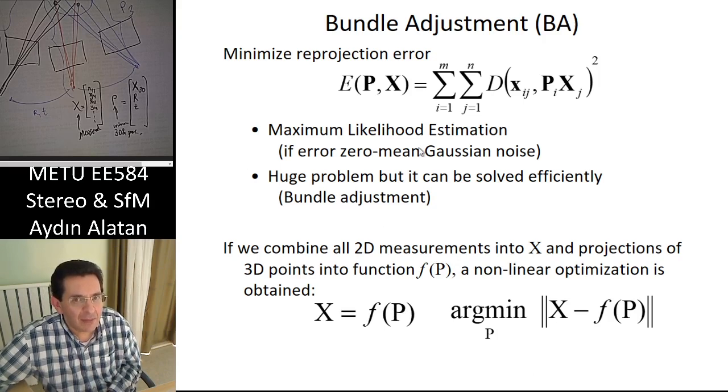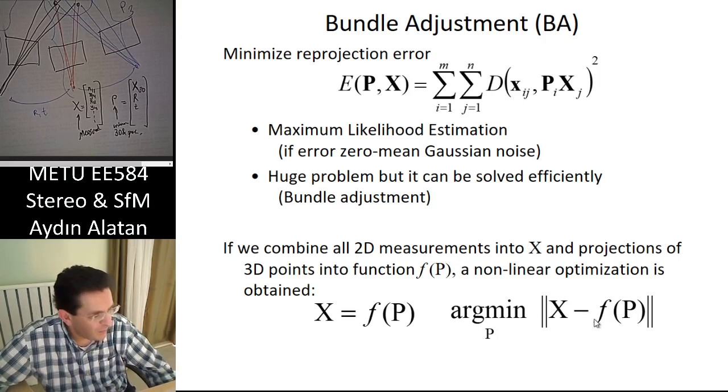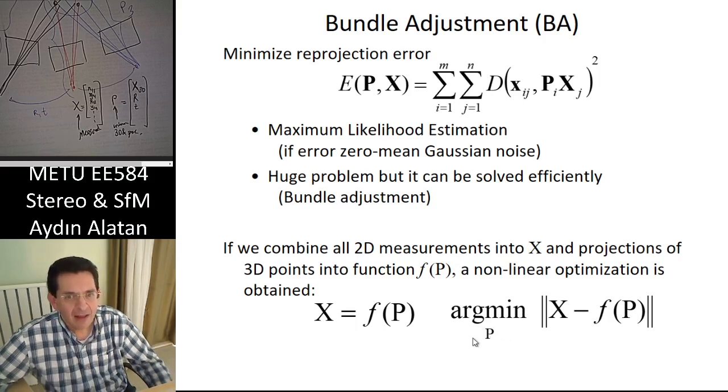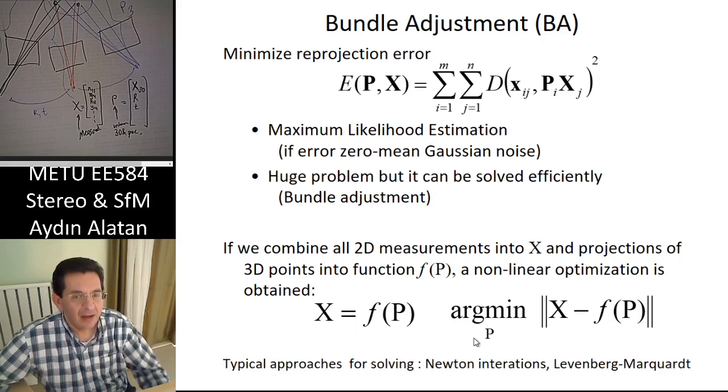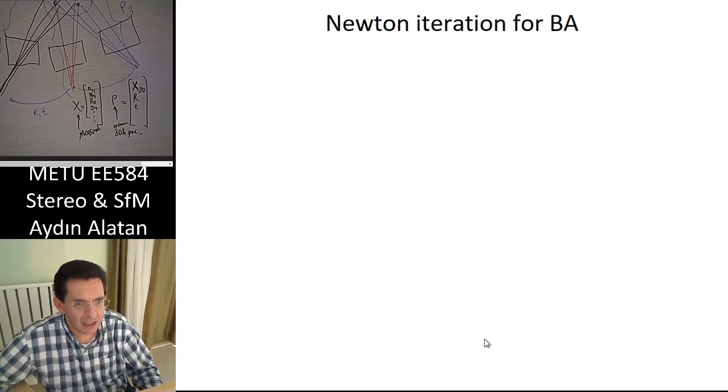And you try to minimize this cost, which is nothing but the difference between them, and you minimize it with respect to P. Now, how to do it? Either Newton iterations or something called the Levenberg-Marquardt. I'm going to try to explain it briefly.